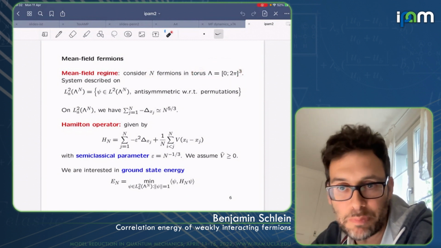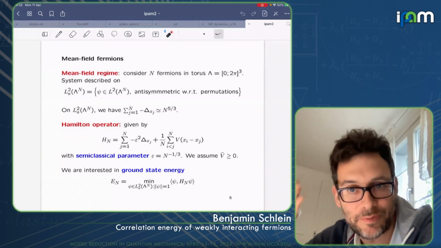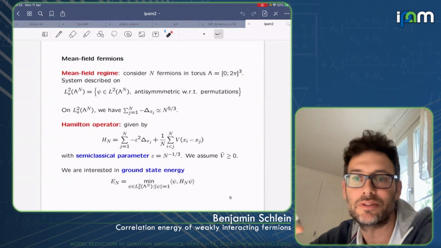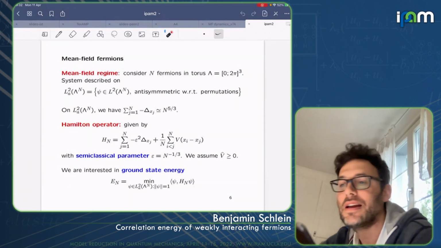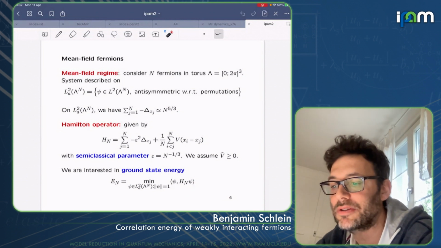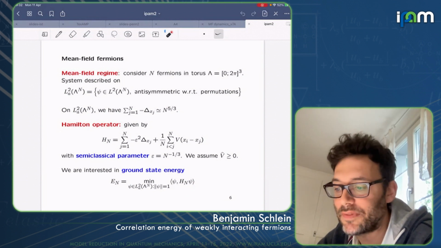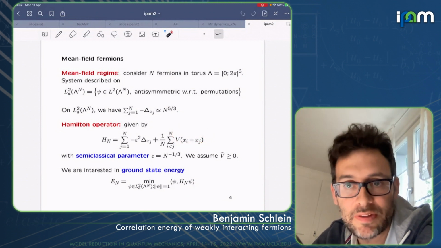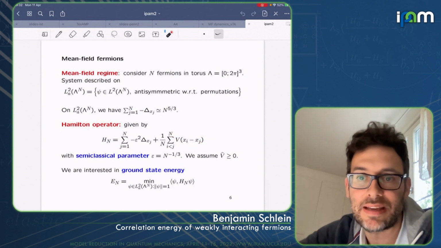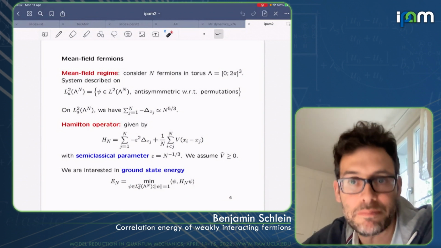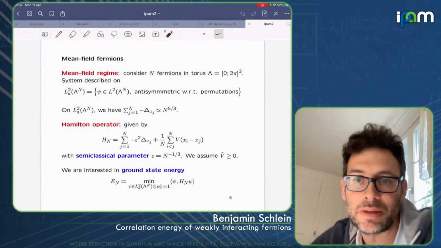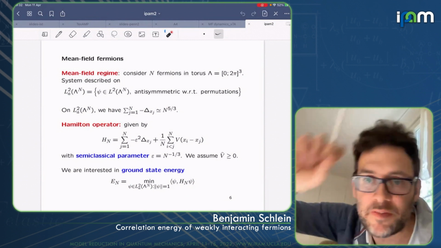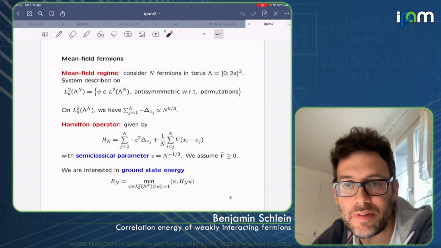For convenience, we choose 2 pi, but it doesn't matter. The important thing is it's a fixed box, right? So the density is very high. And these particles, also like in the bosonic case, are going to interact through a potential which is characterized by the same length scale as the box. So that's what makes it a mean field regime. It means that every particle interacts with everybody else, and the interaction has to be very small.